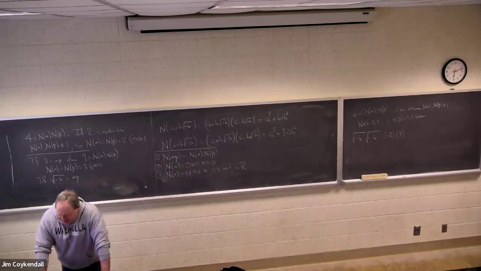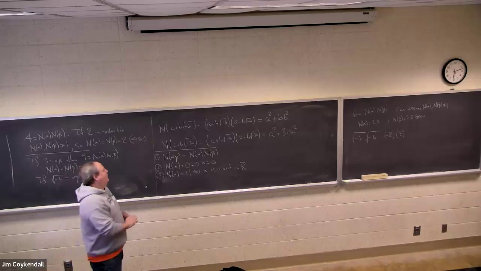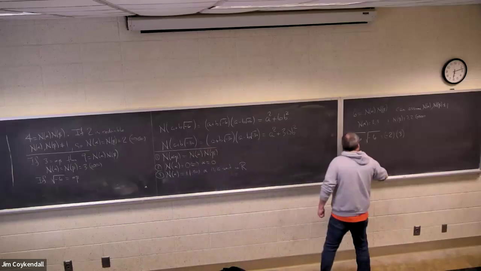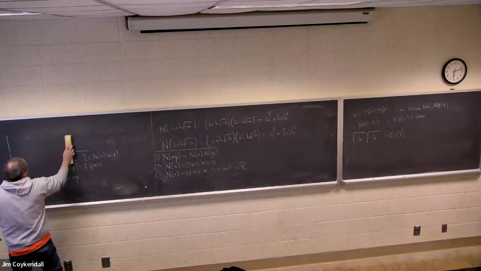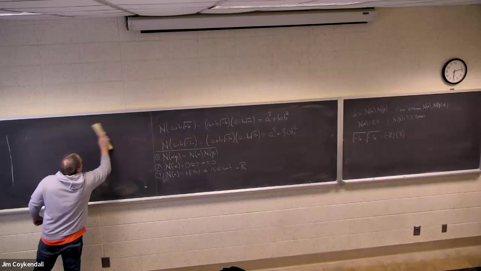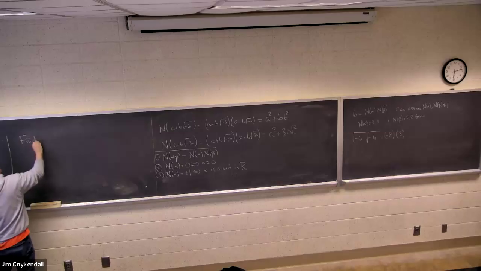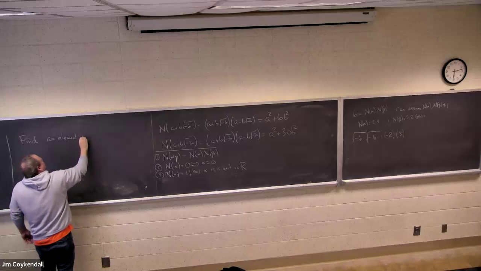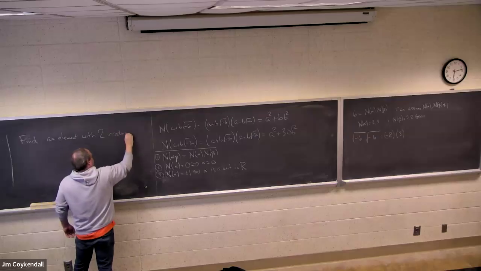In the last part, I said find an element with two irreducible factorizations of different weights in Z square root negative 30. So with two irreducible factorizations.